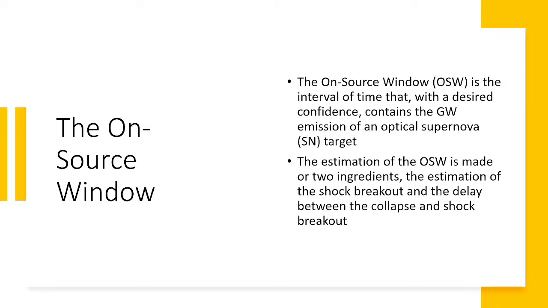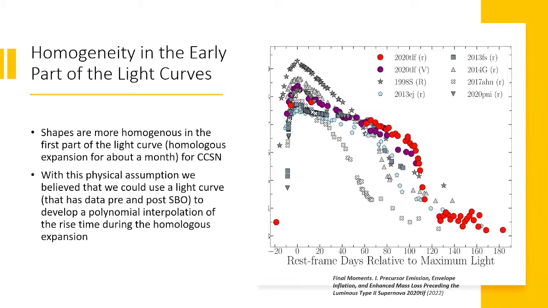The on-source window is made up of two ingredients. The first is estimating the time of shock breakout, and the second is estimating the delay between collapse and shock breakout itself. Let's explore the first one. In a study of different types of supernovae, we noticed that the first month of expansion shows a lot of homogeneity between the different shapes of light curves. As we can see in this picture, in that first month they look pretty similar in rise time. We read this paper and made a physical assumption that we can take a light curve that has pre-shock breakout data and perform a polynomial interpolation to see if it estimates the time of shock breakout correctly.